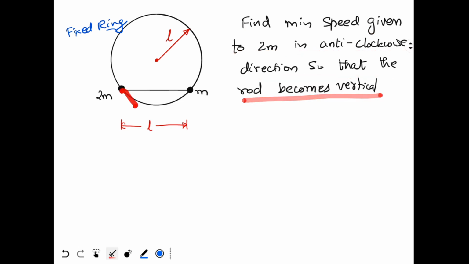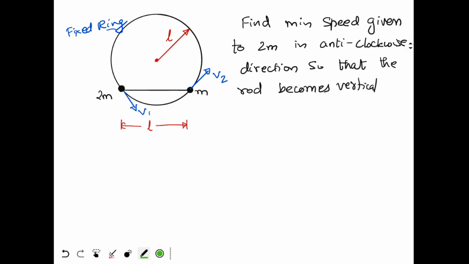So 2m should be given a velocity in this direction so that this rod rotates and it becomes vertical like this. Okay. So how would we solve this question? So first of all, let's say that the 2m is given a velocity v1. Okay, then m will also gain some velocity v2.